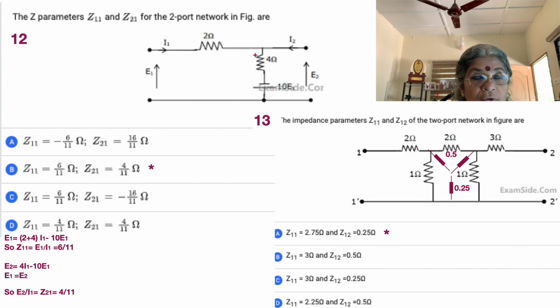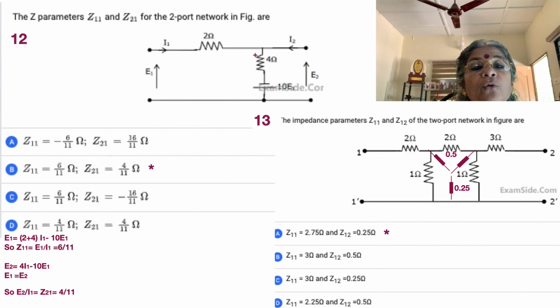That is, E1, the applied voltage, is equal to 2 into I1 plus 4 into I1, or 2 plus 4 I1, minus 10 I1 because the direction is different. So we have minus 10 E1. Just put them all together and find out E1 by I1, or V1 by I1. So we see that Z11 is equal to 6 by 11. I hope it's very simply understood, very simple, if you have followed all the conventions.